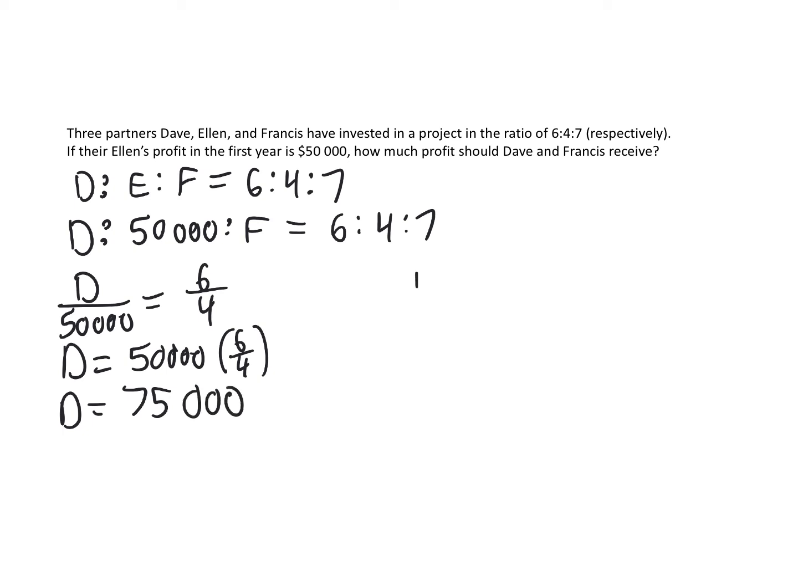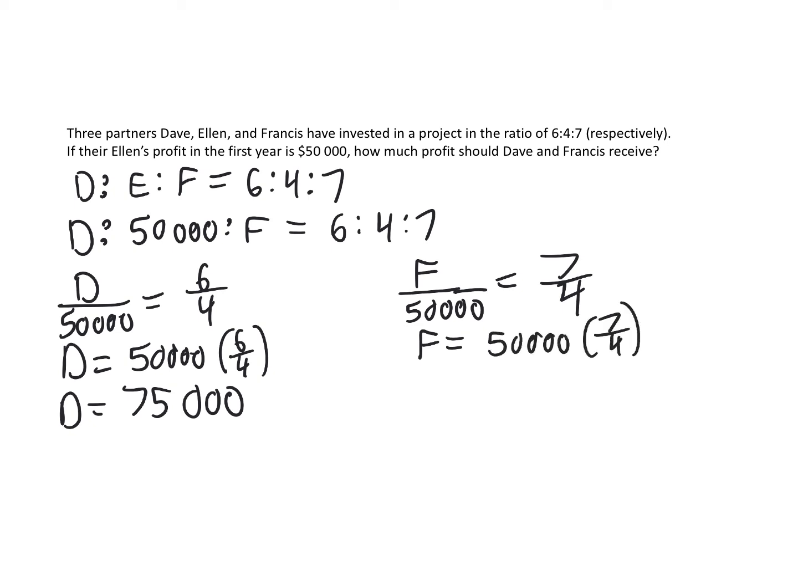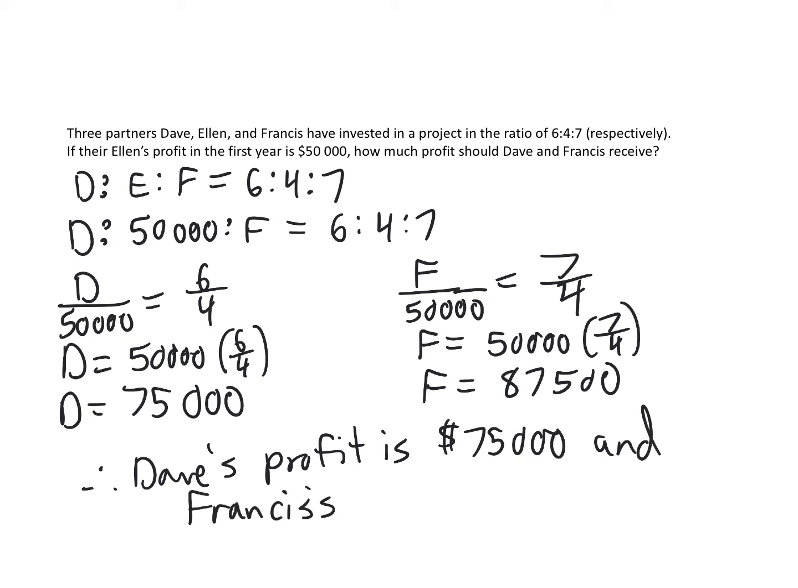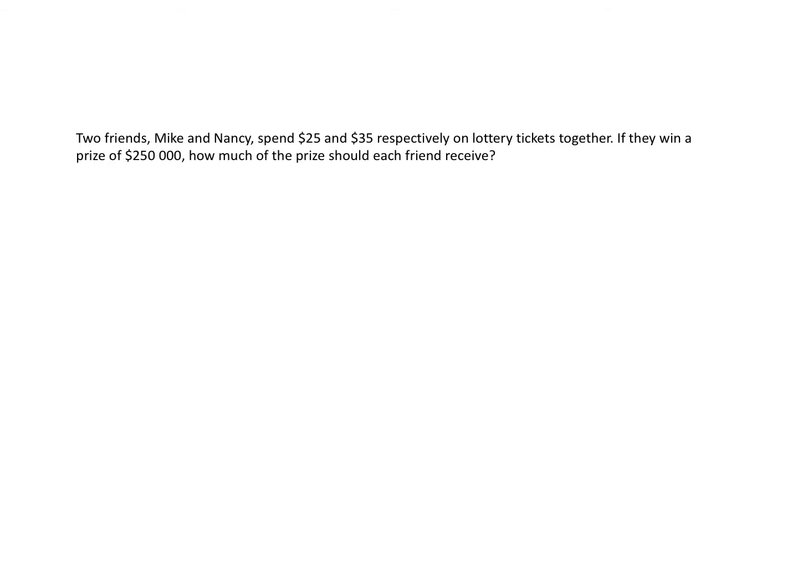Do the same thing with Francis. We can have Francis over 50,000 equals 7 over 4. So Francis equals 50,000 times 7 over 4, which is about 87,500. So therefore, Dave's profit is 75,000, and Francis's profit is 87,500.